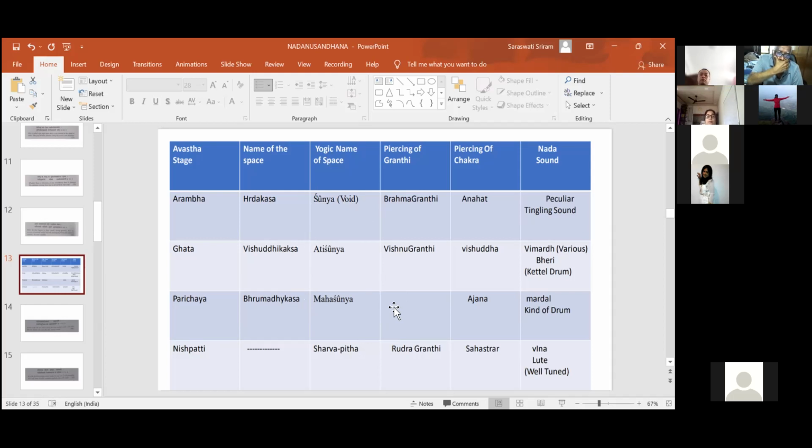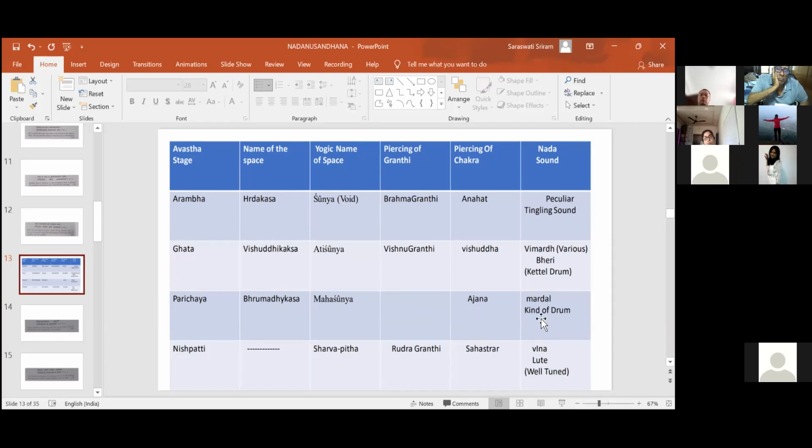So it will pierce only through the Ajna Chakra, the chakra behind the eyebrow center. And in this case, there is no piercing of granthi. And what sound can you hear? Here you hear the Mridanga sound.